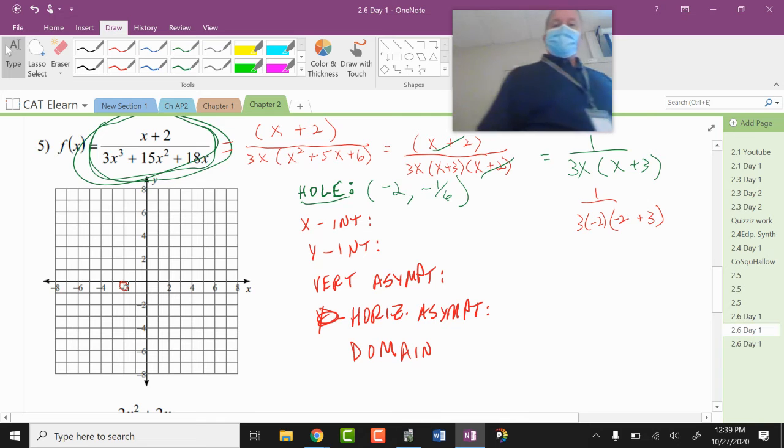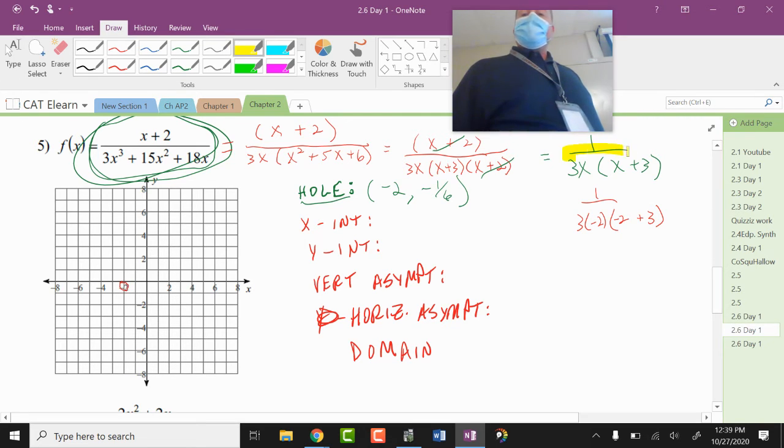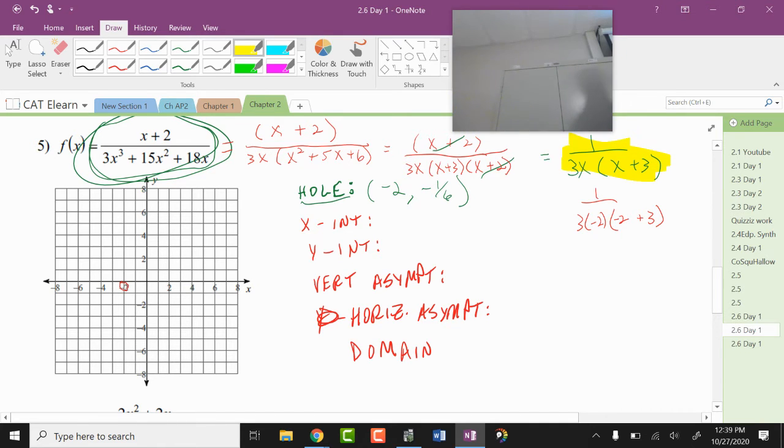That is Amanda. Okay, now, how do I find the X intercept? I look at this now. I am going to graph this and not the original.